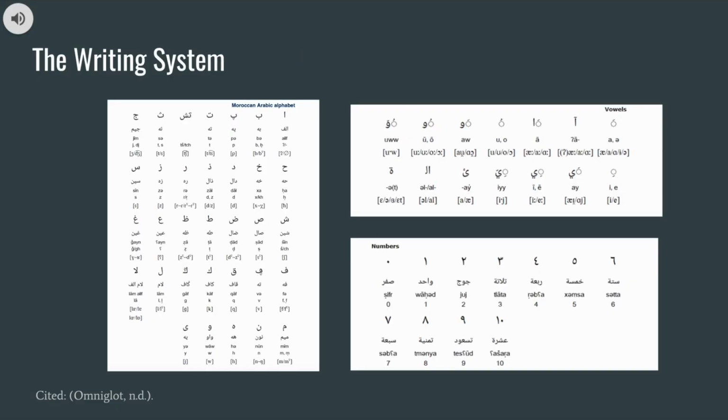This slide just shows an overview of what the Moroccan alphabet looks like. This includes all the consonants, the vowels, and its numbers.